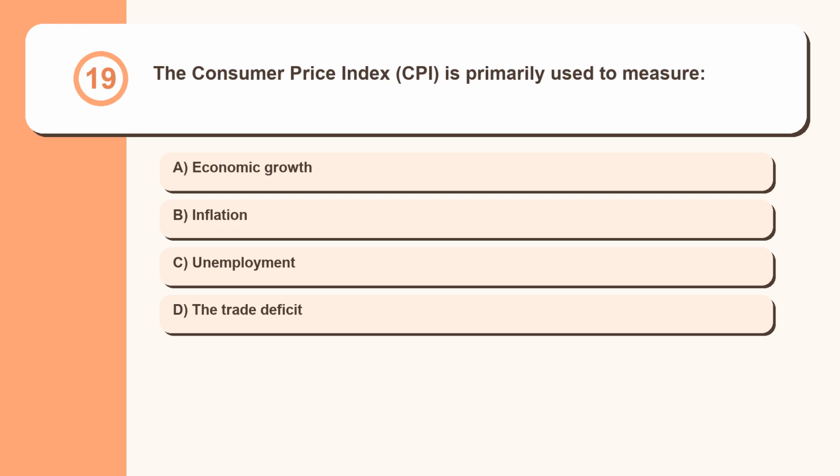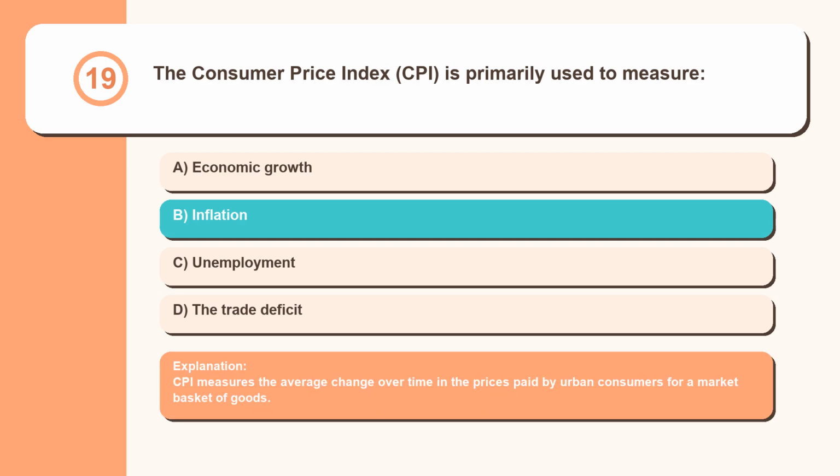Question 19. The Consumer Price Index, CPI, is primarily used to measure economic growth, inflation, unemployment, the trade deficit. CPI measures the average change over time in the prices paid by urban consumers for a market basket of goods.